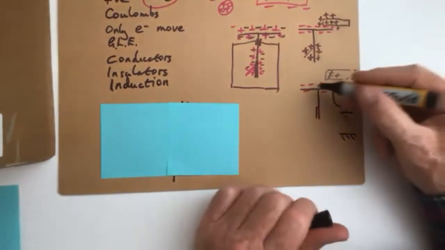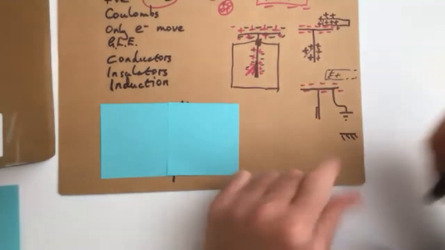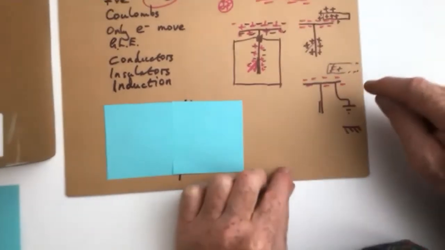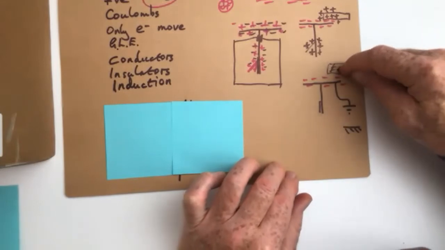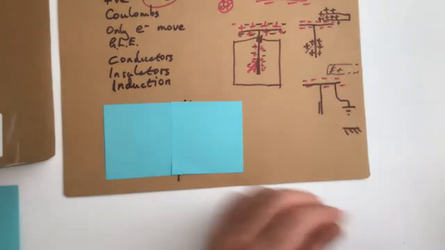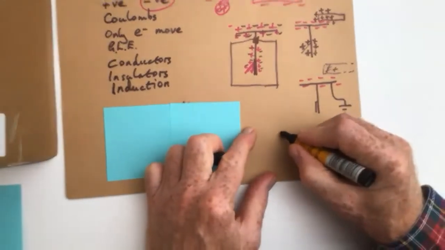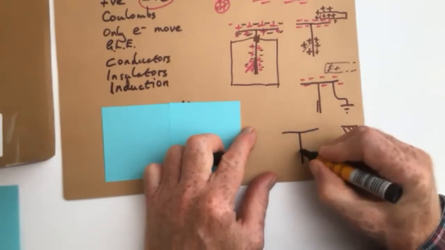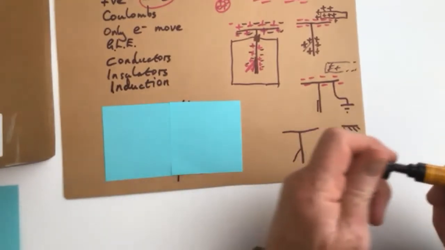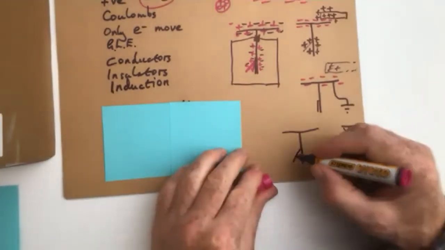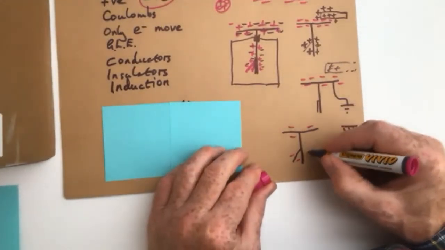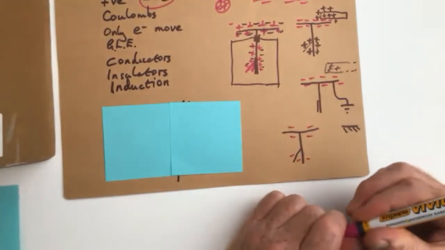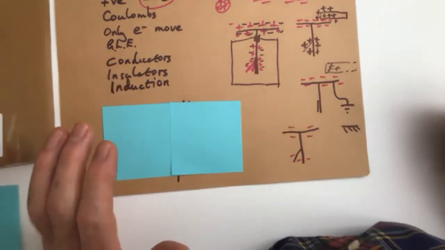Okay, there it is. Now we remove the earth. We remove the earth and we remove that object, and the negatives then spread out. So what do we end up with? We end up with our gold leaf electroscope like this, covered in negatives. Ding, ding, ding, like that. Okay, that's it, guys. That's charging by induction.